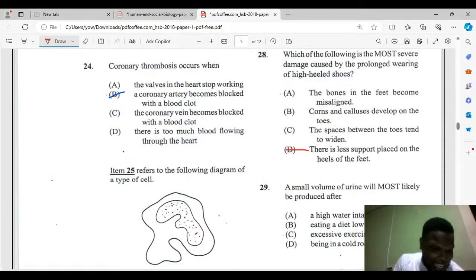So for 29, we're saying that is what? C. And we're working with C, because C is indeed correct. Exercise, right? So a small volume of urine will most likely be produced after exercise, because you'll be burning out all of the water from your body due to excess exercise.